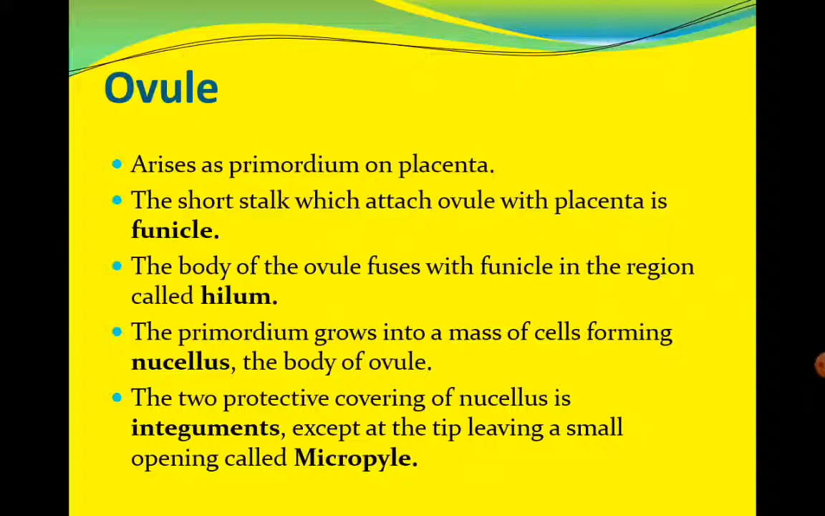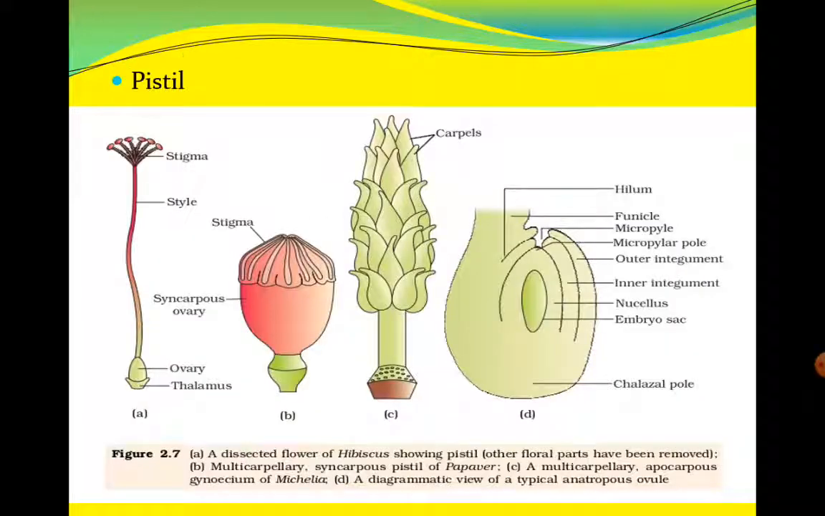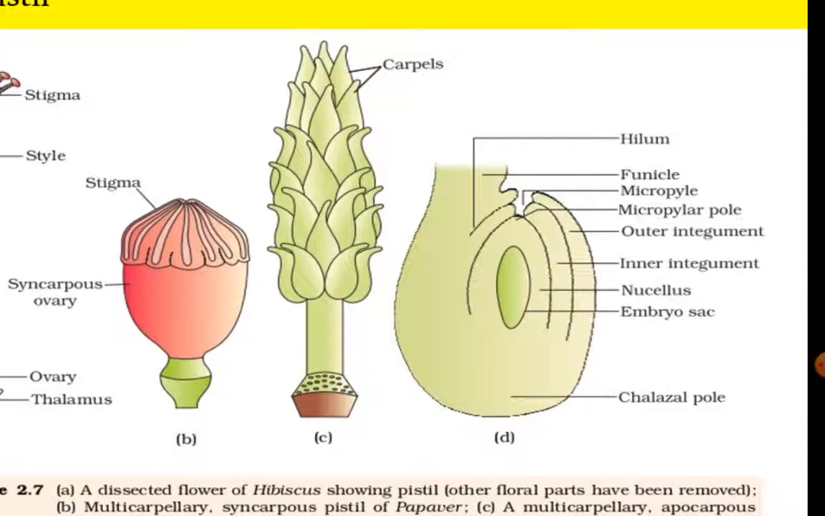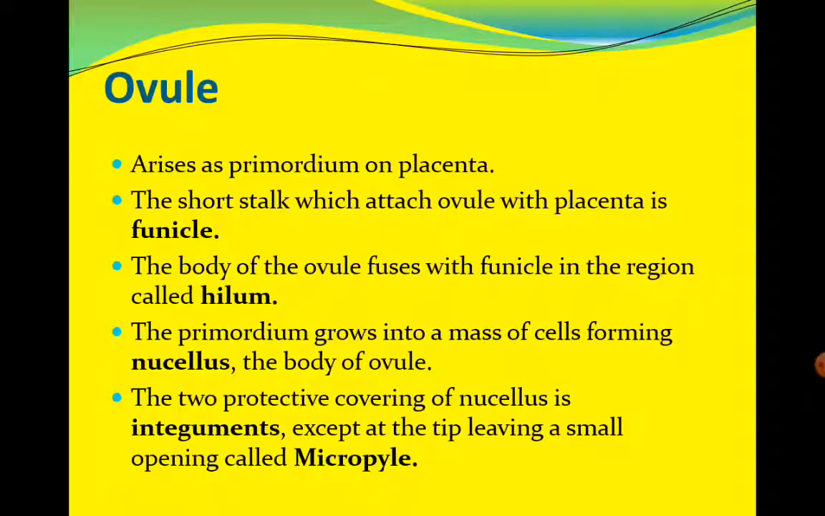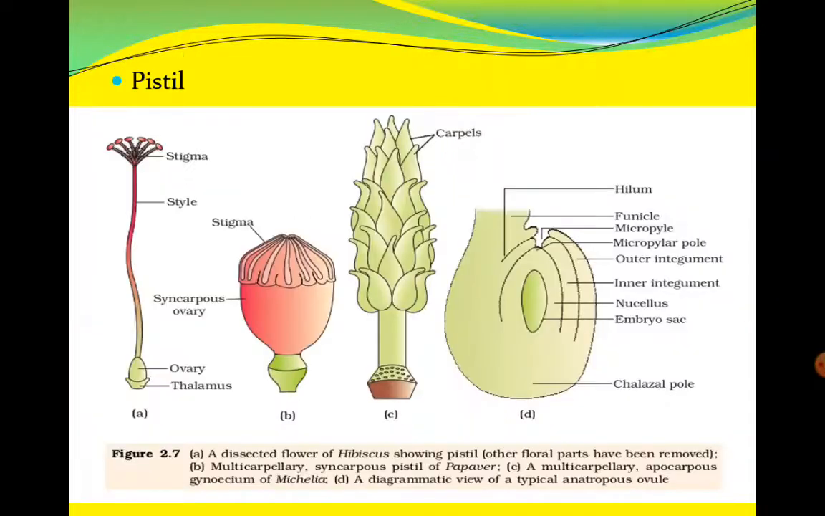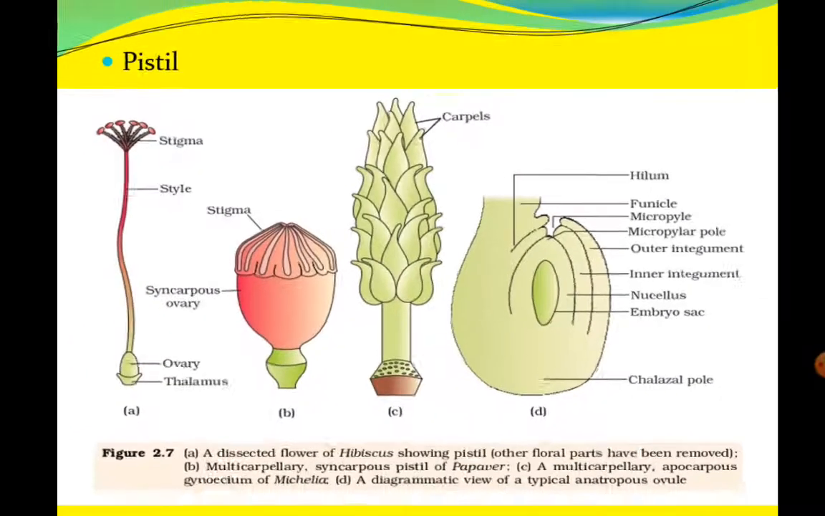Let's see the ovule. Ovule arises as a primordium on the placenta. You can see the diagram of an anatropous ovule here, figure 4. Here one stalk is available by means of which it is attached to the placenta. That stalk is called funicle. The funicle is a short stalk which attaches the ovule with the placenta, and the region where the body of the ovule fuses with the funicle is called hilum.